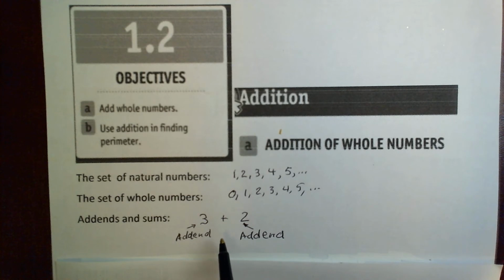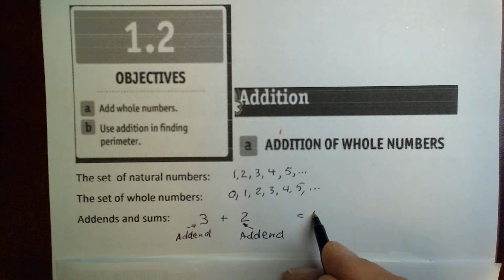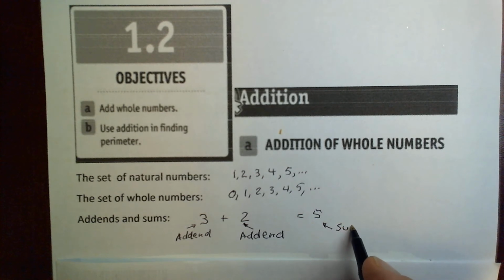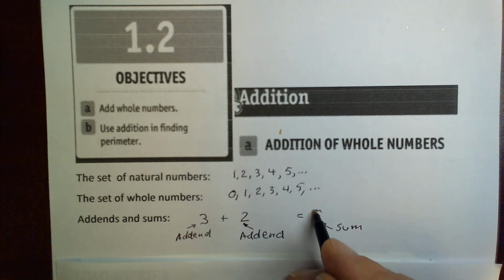When we add two numbers, let's say 3 plus 2, each number here is called an addend, and the result, 5, is called the sum. So these are 3 vocabulary words that you need to remember the meaning of.